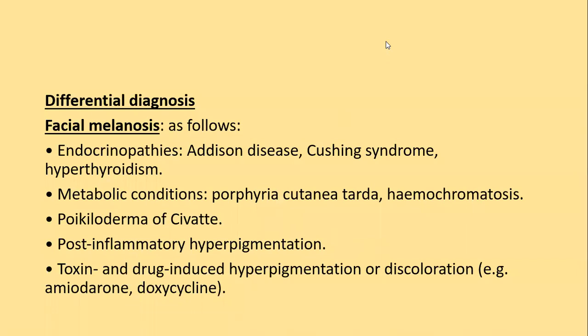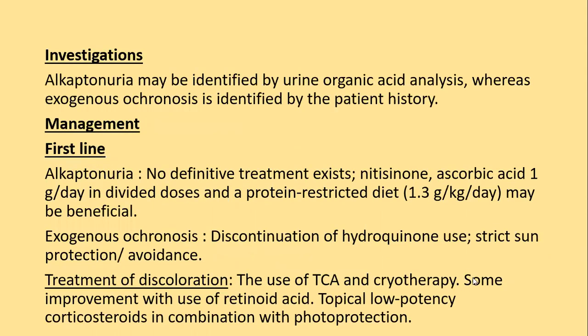The differential diagnosis of ochronosis includes several endocrinopathies like Addison's disease, Cushing syndrome, or hyperthyroidism; certain metabolic conditions like PCT and hemochromatosis; then poikiloderma of Civatte, post-inflammatory hyperpigmentation, and toxin and drug-induced hyperpigmentation or discoloration, for example, amiodarone and doxycyclines.